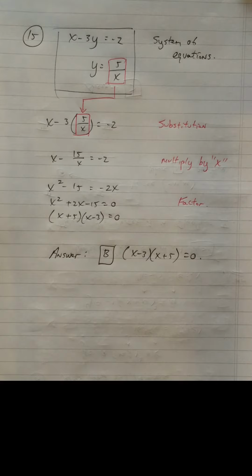And then using my factoring skills, the candidates that worked for 15 were 5 and 3. And I get the two binomials (x plus 5) times (x minus 3) equals 0. The correct answer is B. x minus 3 times x plus 5 equals 0.